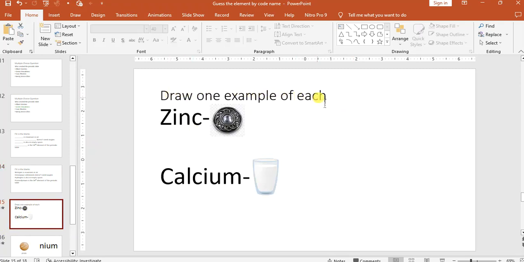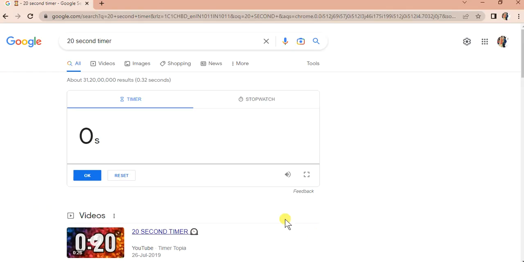Okay, draw one example of these. Just identify, okay? Which object contains zinc and calcium? Your 20-second timer starts now! Halfway there! Done!